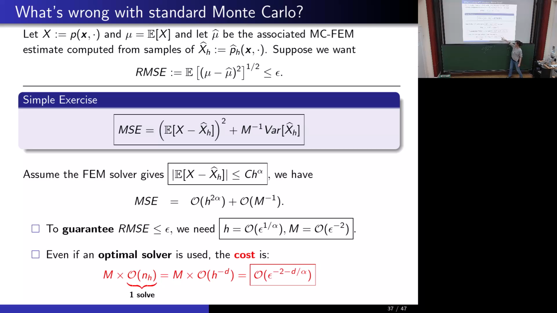Put everything together, and this can be really, really bad. Epsilon to the power minus 4, what does that mean? Reduce your tolerance by a factor of 10, and the work has to go up by a factor of 10,000. And if you have low regularity, alpha might not even be 1. And of course, there are constants hiding in here which can depend on things like the correlation and so on. So it's really, really bad.